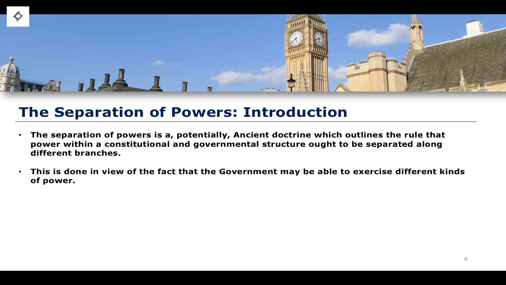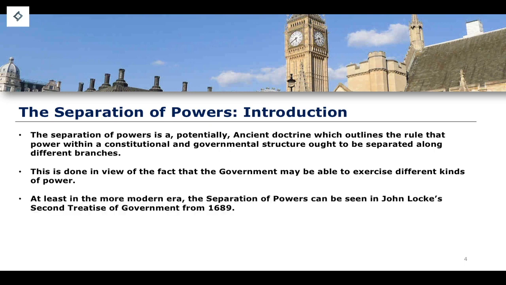Now, the aim within the concept of the separation of powers and the fundamental rationale for the separation of powers pertains to this idea of having a government and having different areas of government which are mutually exclusive and separate from each other being able to exercise different kinds of power. Now, at least in the more modern sense, we can talk about the separation of powers from a theoretical perspective by looking at individuals such as John Locke, who wrote his Second Treatise of Government in 1689.